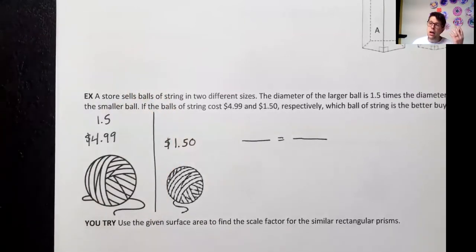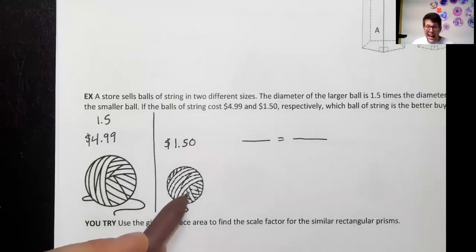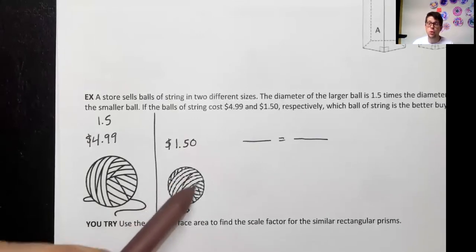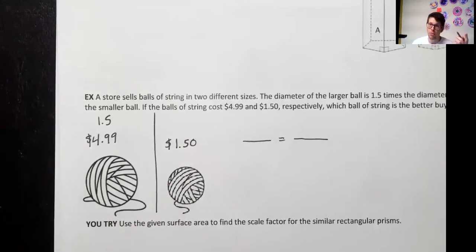So should I buy maybe 1 or 2 large balls of string for $4.99 a piece, which is going to take me up to $10? Or should I buy a lot of small balls of string? I'll end up with the same amount of string both times, but maybe I'll spend less money if I buy the small balls. Or maybe I'll spend less money if I buy the 2 big balls. And so we have to make that choice. And the way that we're going to do that is by calculating.